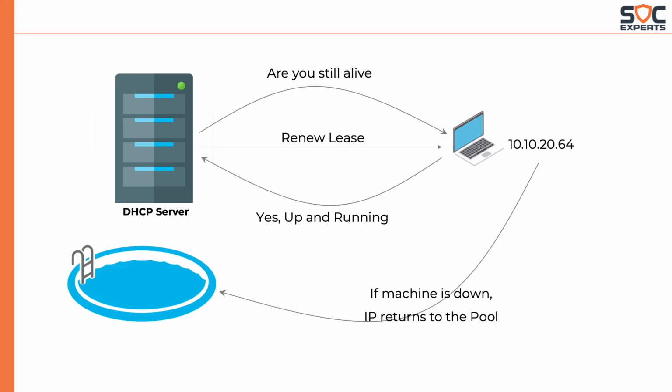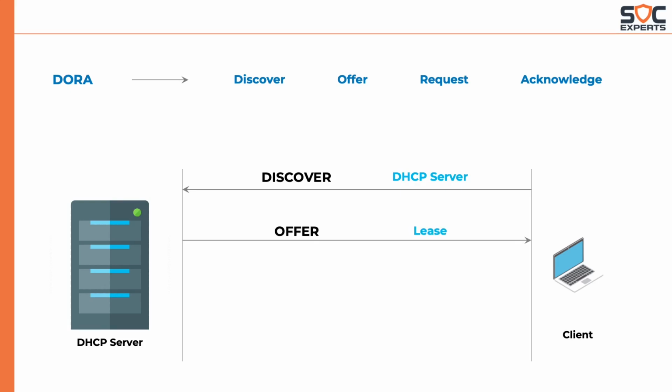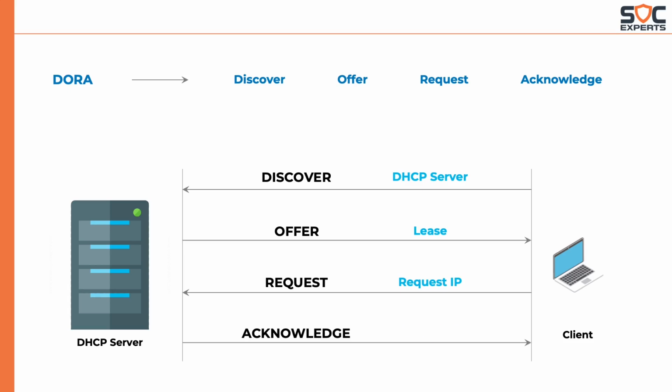The whole operation of automatic IP address assignment happens through a process called DORA, D-O-R-A, which stands for Discover, Offer, Request, and Acknowledge. When a client machine is switched on, it sends a discover message in the network, which basically looks for the presence of a DHCP server. The DHCP server sends the offer along with the IP details and lease period. If the client is happy with the offer, it requests the DHCP server to assign that IP address. Finally, the DHCP server acknowledges the request by assigning the IP address to the client.